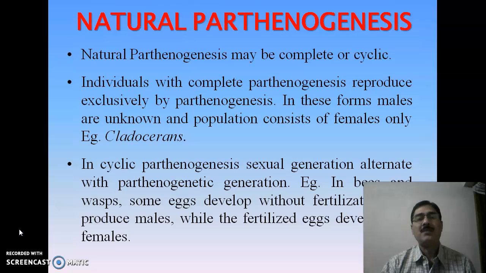For example, in bees and wasps, some eggs develop without fertilization and produce males, while the fertilized eggs develop into the female.